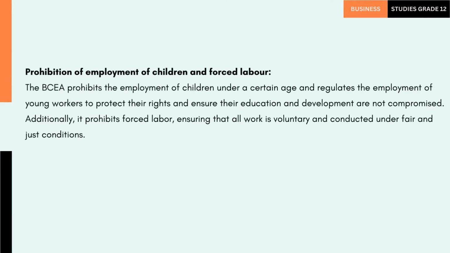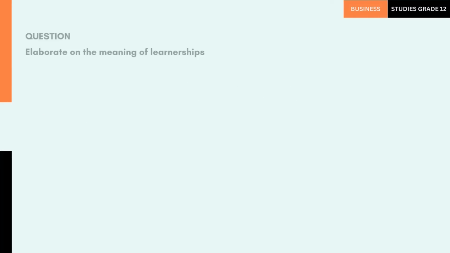5. Prohibition of employment of children and forced labor. The BCEA prohibits the employment of children under a certain age and regulates the employment of young workers to protect their rights and ensure their education and development are not compromised. Additionally, it prohibits forced labor, ensuring that all work is voluntary and conducted under fair and just conditions.